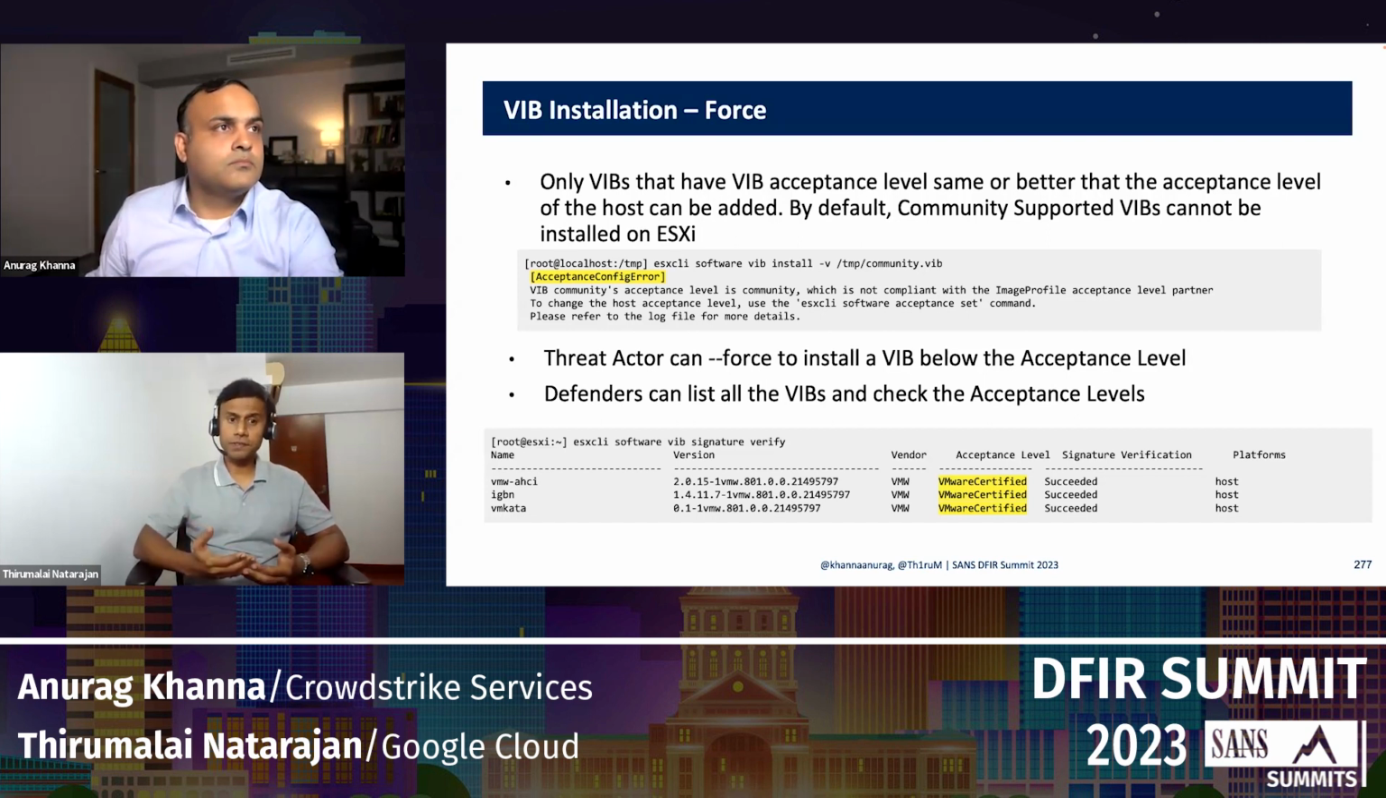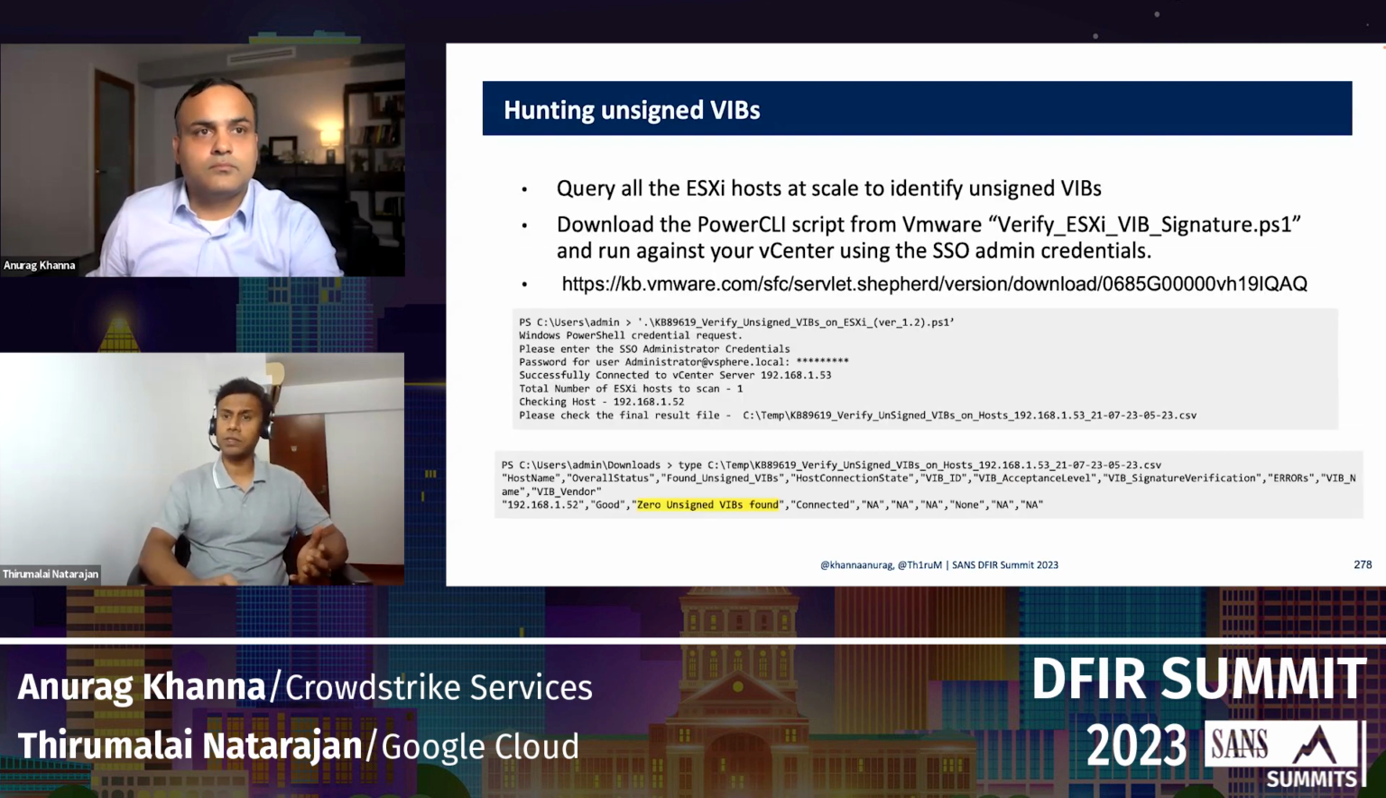So defenders, you can leverage this query and list out all the installed VIBs, the associated acceptance level, as well as the signature verification status of the VIB. In order to query all your ESXi hosts at large scale, you can leverage the PowerCLI script issued by VMware, through which you can query all your ESXi hosts at scale to identify installed unsigned VIBs.